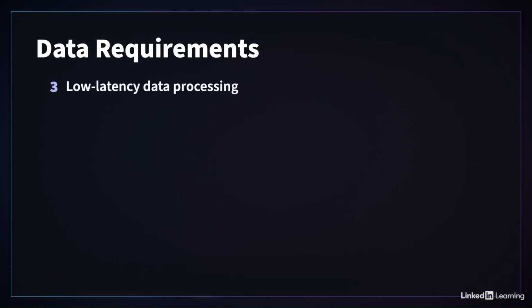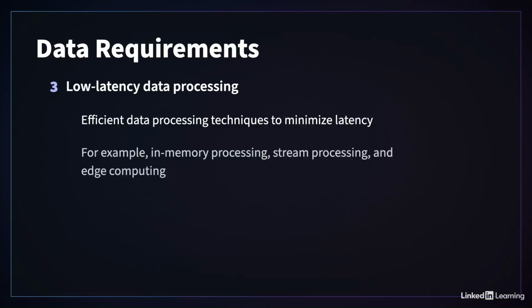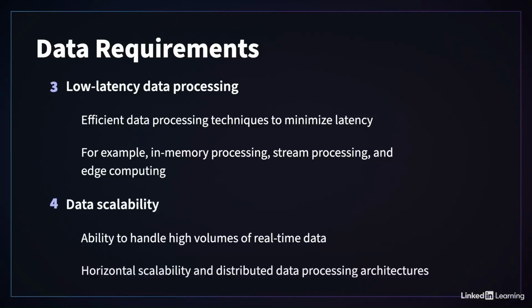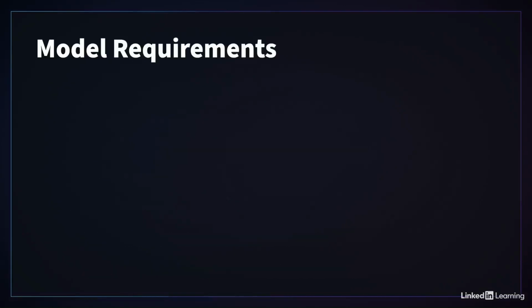Another important data requirement is low latency data processing. That your data is available in real time does not necessarily mean your data processing is fast enough for real-time needs. You typically need to leverage concepts like stream processing, in-memory processing, and edge computing to help minimize latency and enable real-time workflows. Data scalability is also a key consideration. The system should be able to handle high volumes of real-time data, which often requires horizontal scalability and distributed data processing architectures.